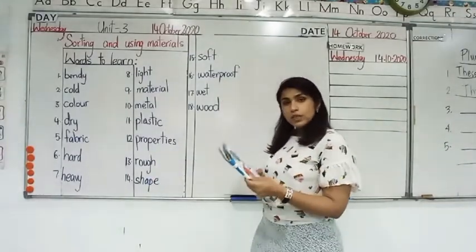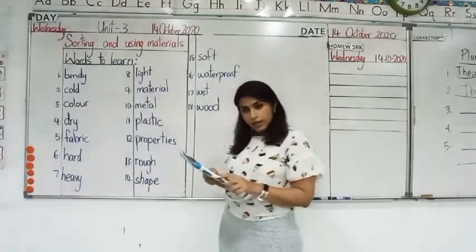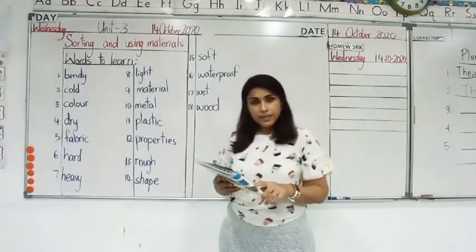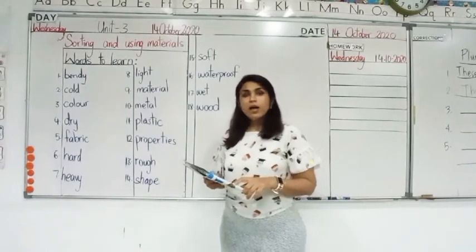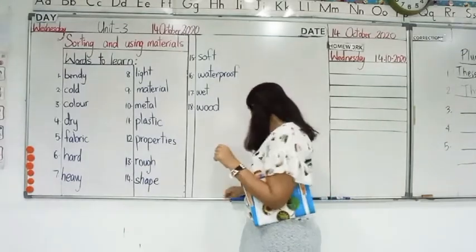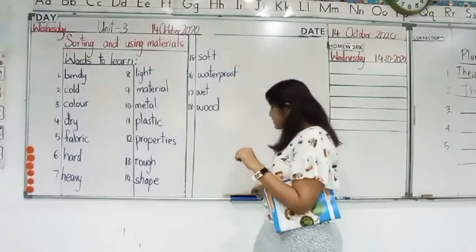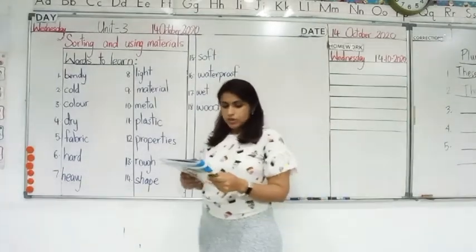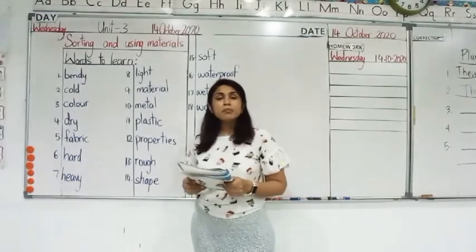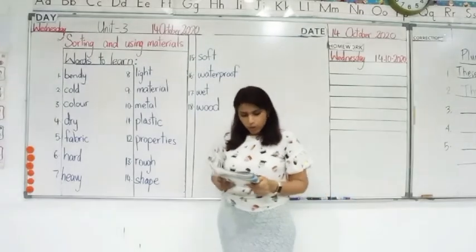Now, words to learn, read with me in the box. Bendy, cold, color, dry, fabric, hard, heavy, light, material. Okay, the first word, bendy, means you can bend. It is easy, it is bendable, you can bend it. Cold, you all know. Color, you know. Dry. Fabric is nothing but cloth, material. Different variety, different types of cloth.